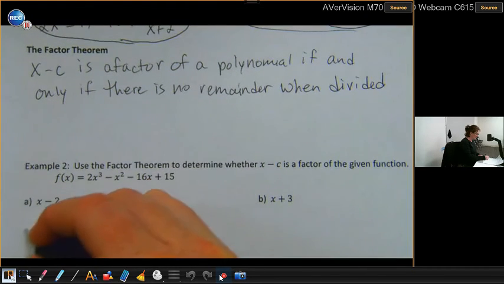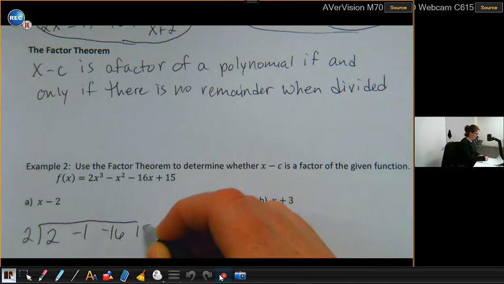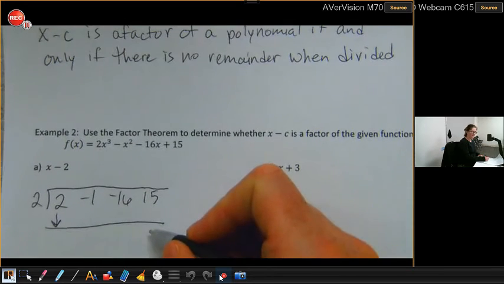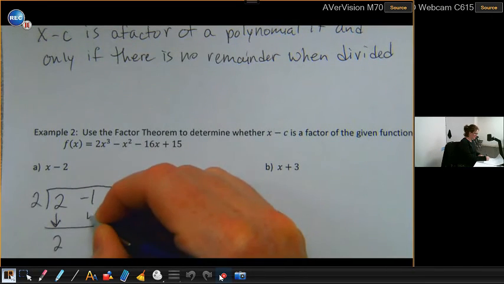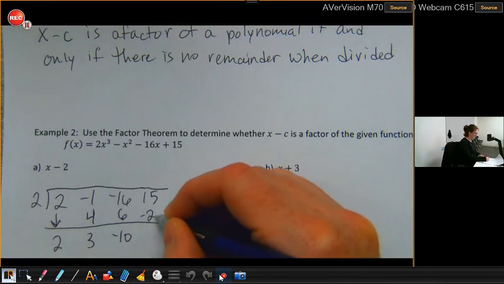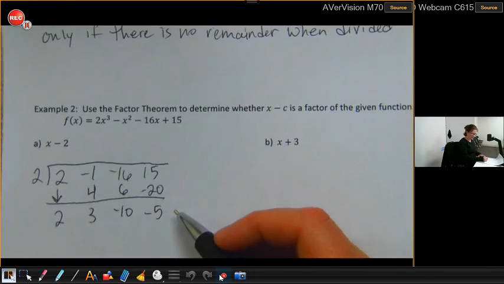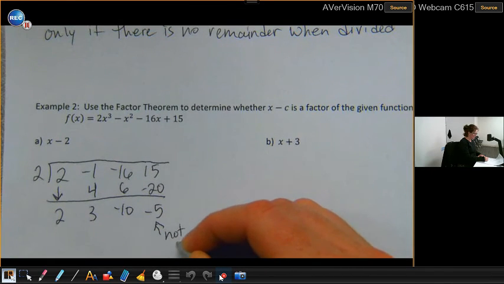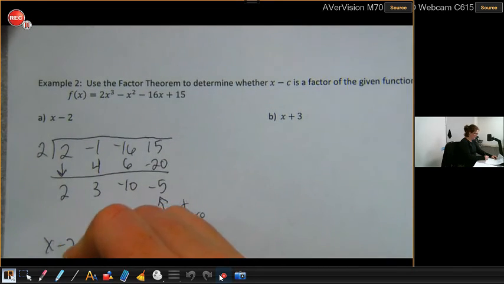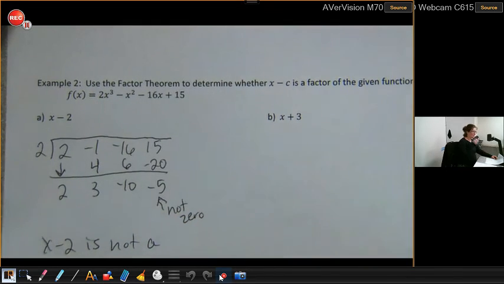So I have positive 2 in the front, my coefficients, run synthetic division, and I'm looking to see if I get a remainder. Since I have a negative 5 on the end, I know there's going to be a remainder. Since that's not 0, therefore x minus 2 is not a factor of our given polynomial.